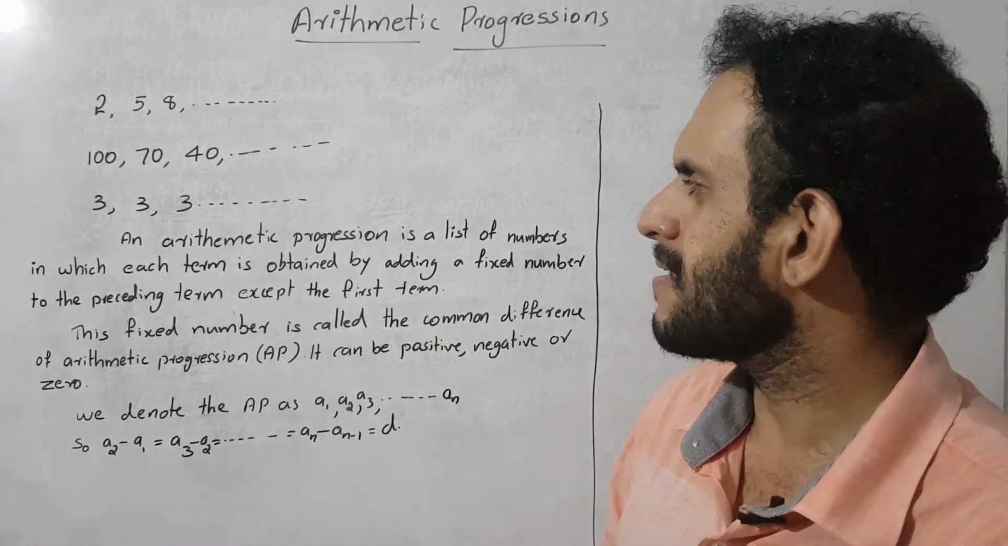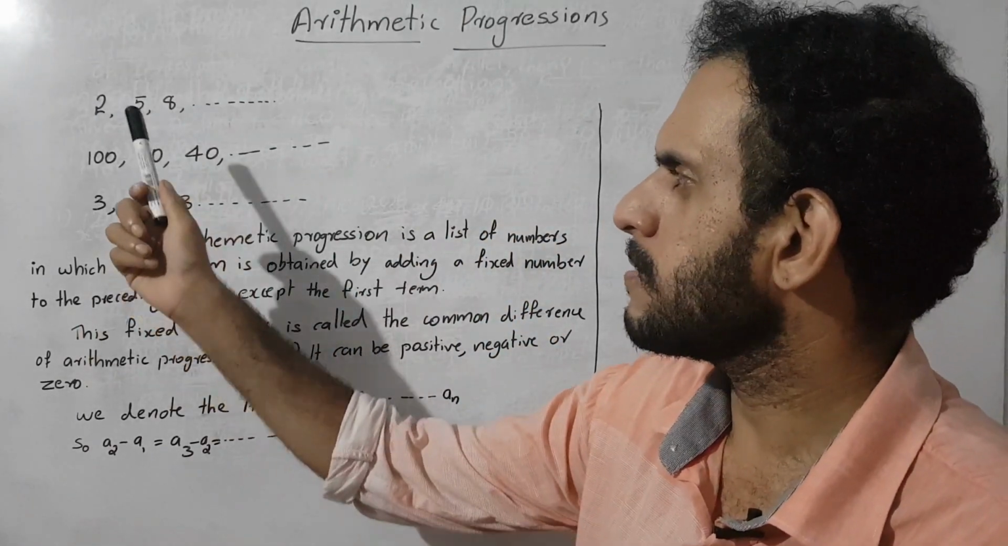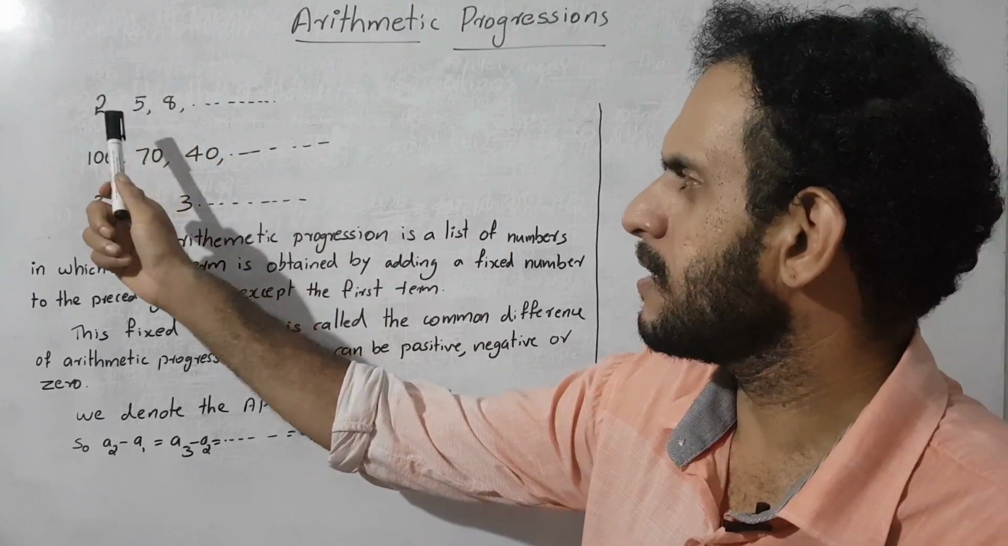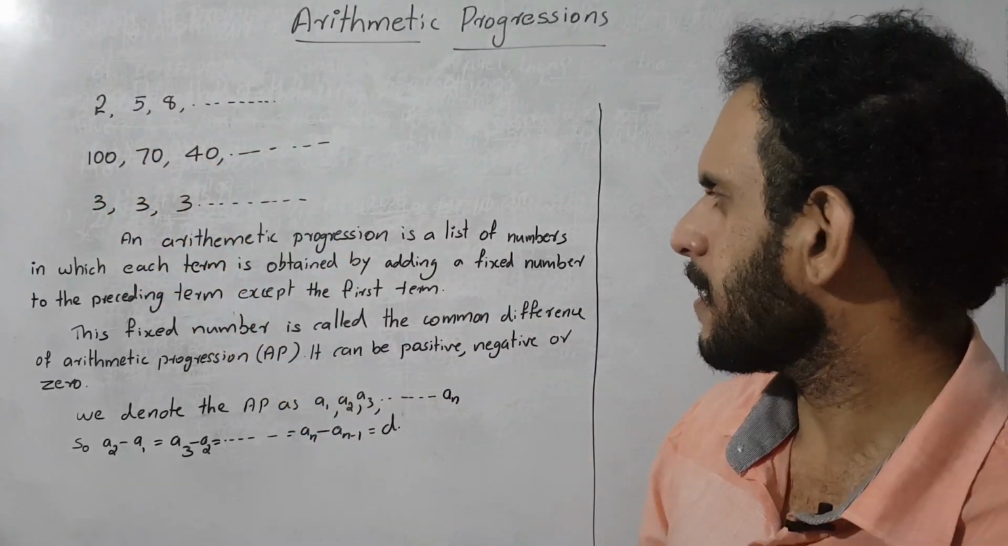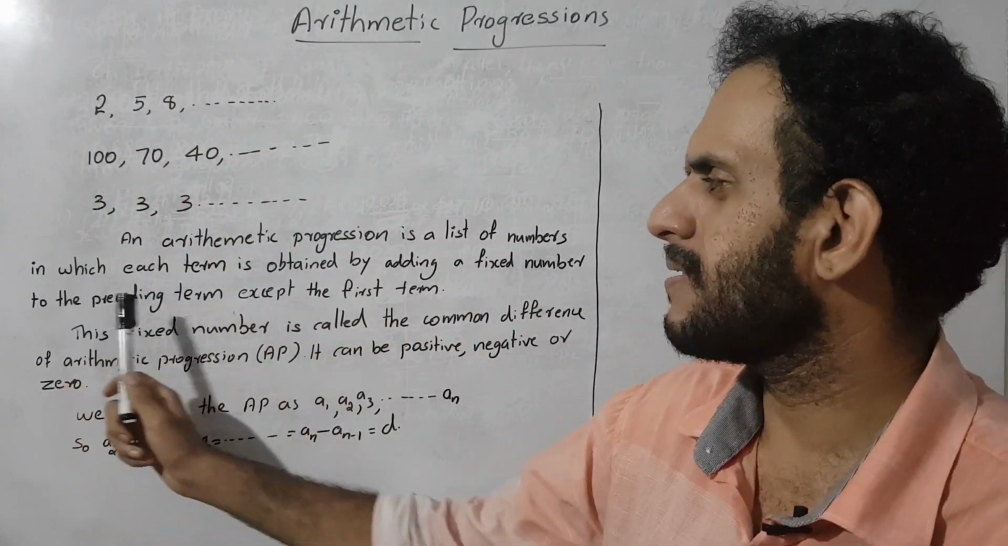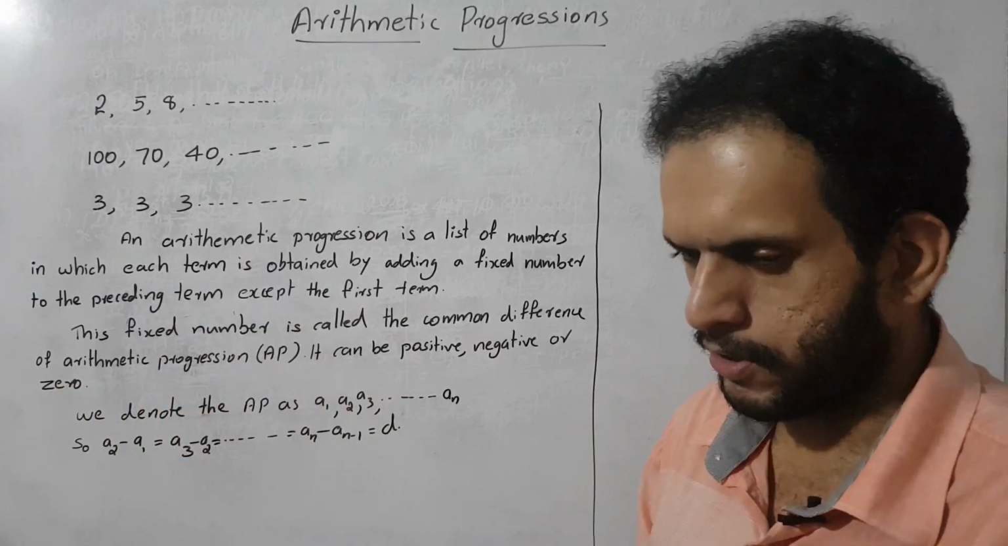An AP is a list of numbers in which each term is obtained by adding a fixed number to the preceding term except the first term.